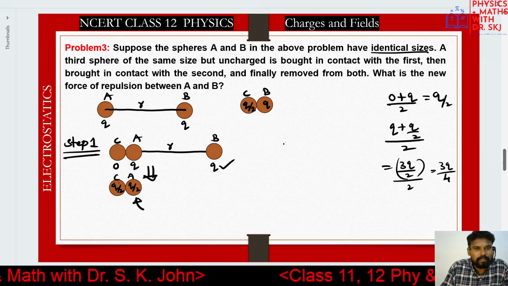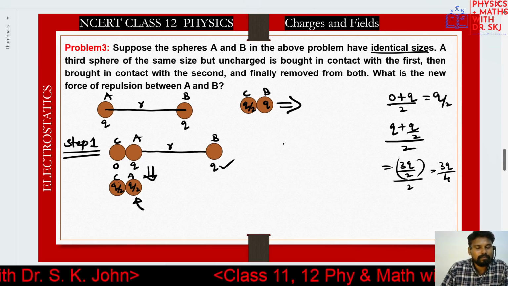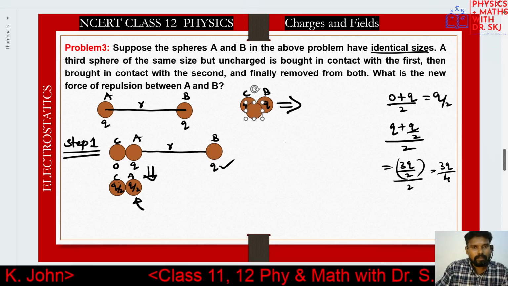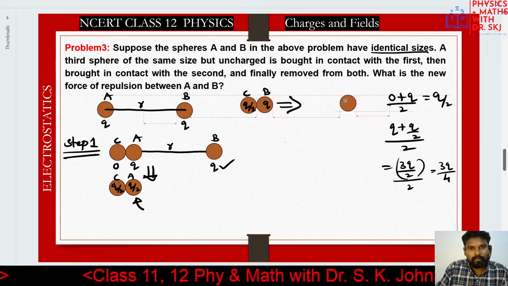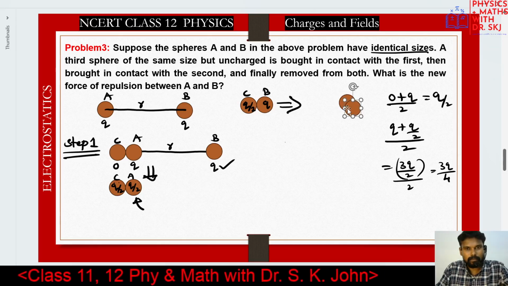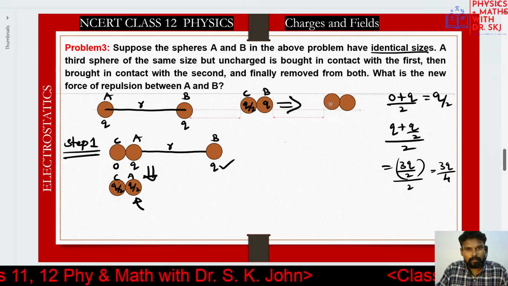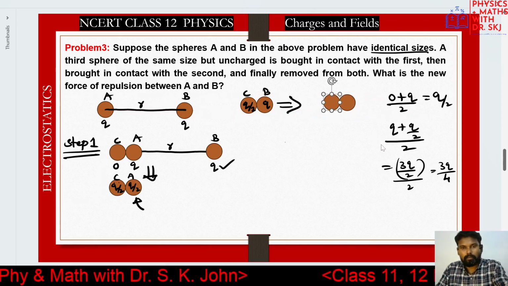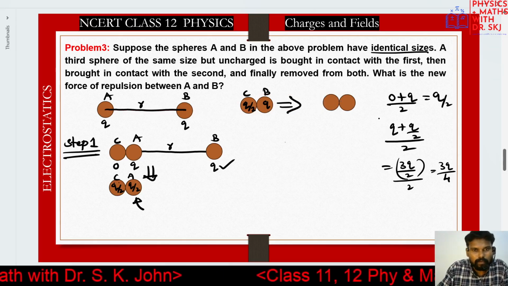Now the result of this process is that both of them, B and C, will have a charge of 3Q by 4. Both will get a charge of 3Q by 4.